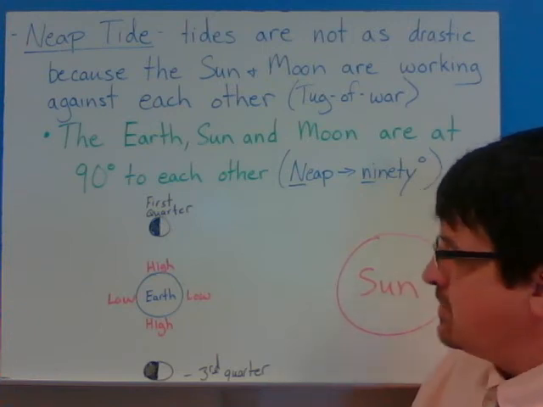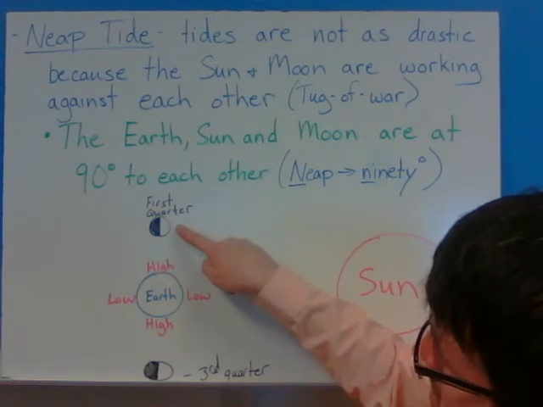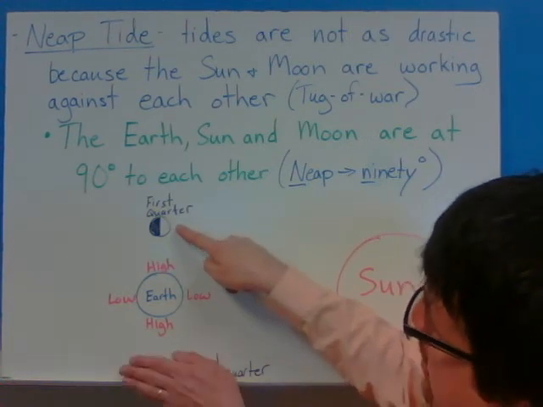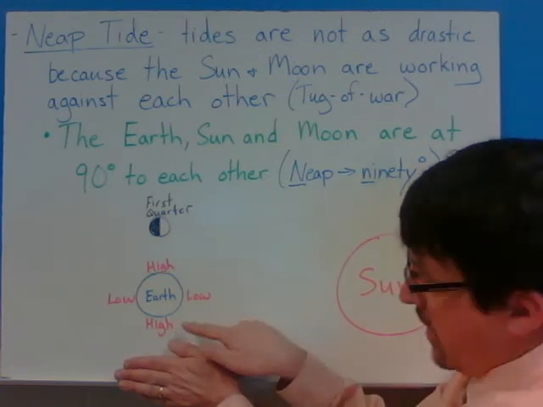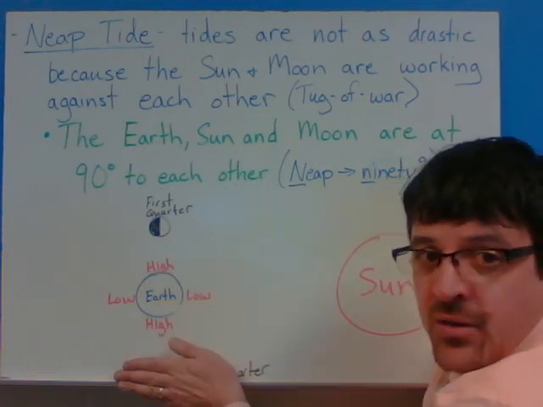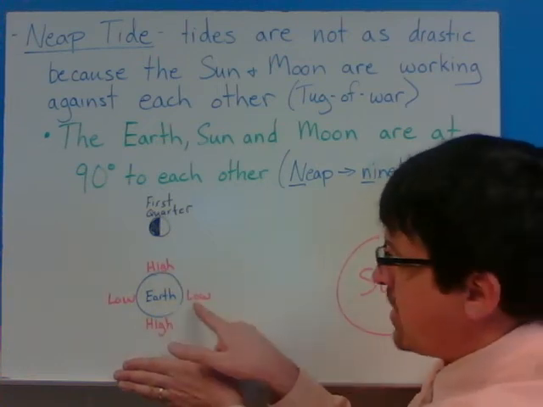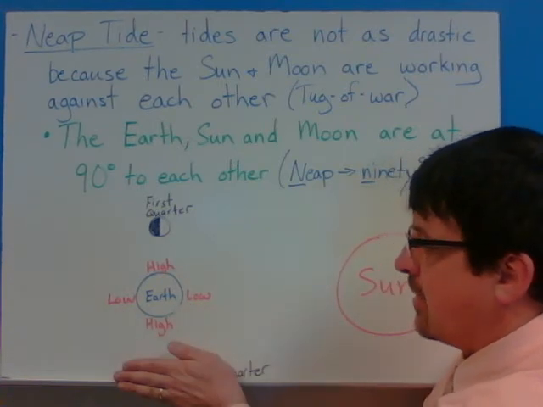Now again, high tide when the moon is here at the first quarter, and also high tide when you're down here on the earth. As the earth rotates around, you're going to get a high tide when you're on this side, and a high tide when you're on that side. Low tide is when you're either here or on the opposite side there.